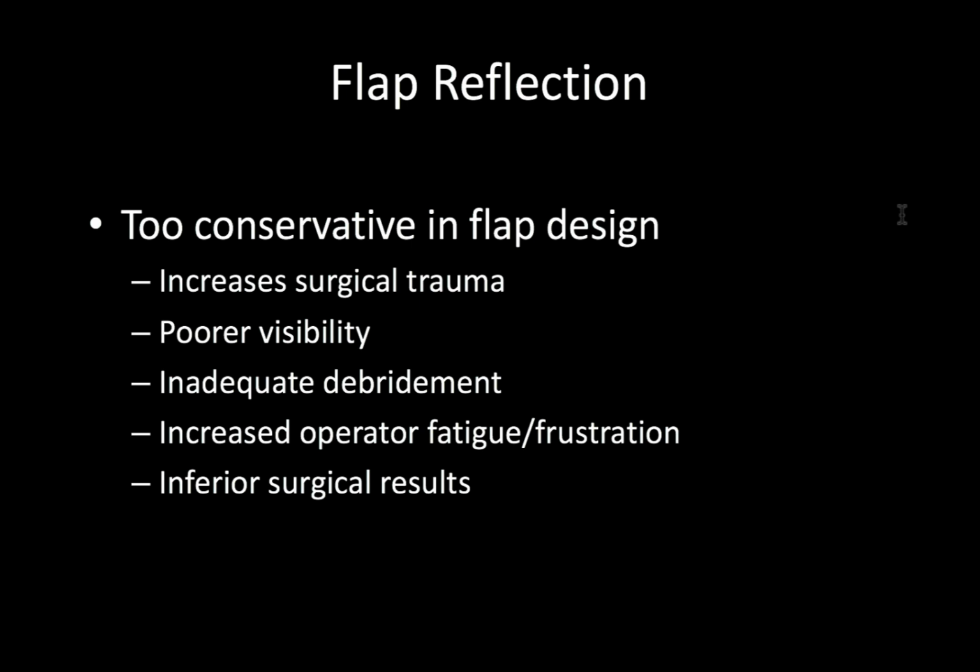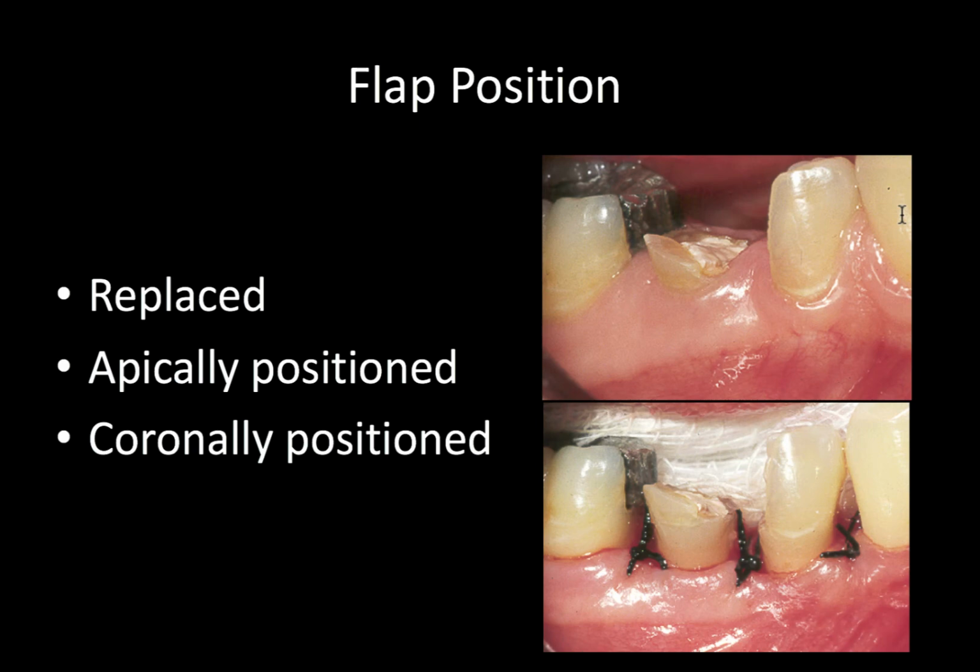Now, we're at a point where we've completed whatever we needed to do to the underlying bone, and now it comes time to place the flap back up against the teeth and begin our suturing. Prior to surgery, we need to determine whether we're going to replace this flap in its original position, if we're going to apically position our flap, or if we need to coronally position our flap. Again, the final flap location is usually determined by the goal of therapy and the specific periodontal surgical technique performed.